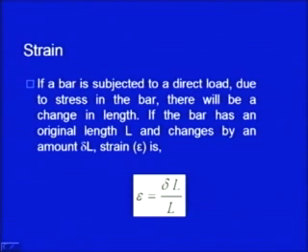So if the bar has the original length L, and due to the load application the change in the bar length is delta L, the strain is always defined as the change in length divided by the original length. Since it is a length by length definition, there is no unit, it is a dimensionless and unitless component.